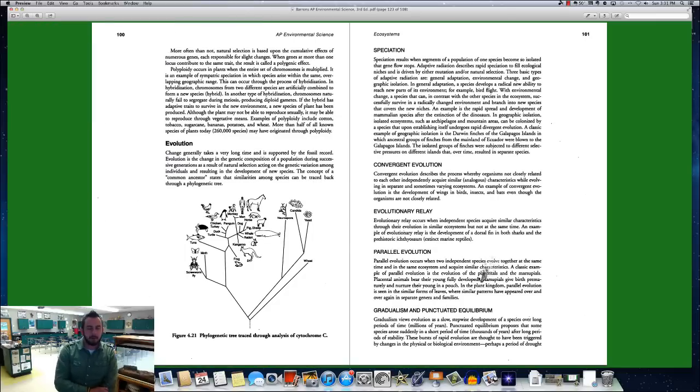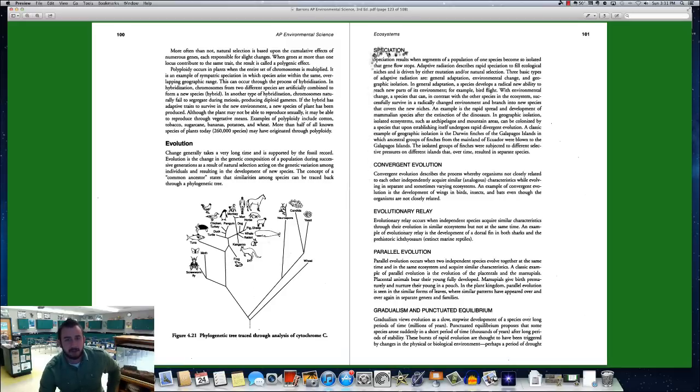All right, let's keep going with evolution. There are a couple different types of evolution. That's a change generally that takes place over a very long period of time, and it's also supported by fossil record evidence. And the concept of a common ancestor states that similarities among species can be traced back to what we call a phylogenetic tree, which is what this is about in biology. And then you can see where those organisms actually came from as far as a common ancestor.